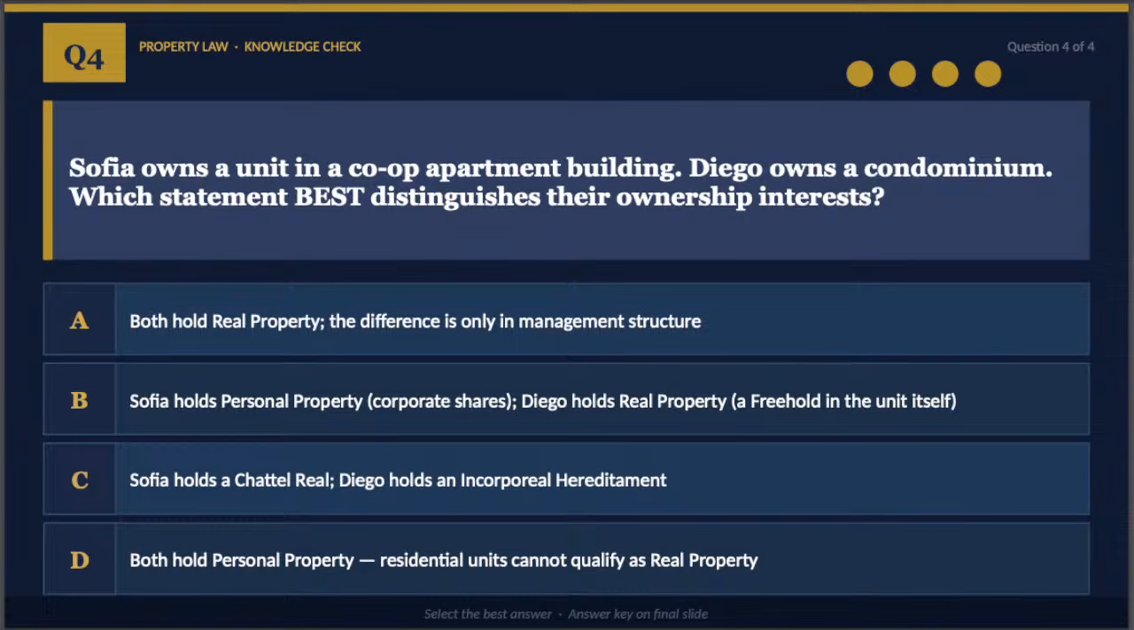All right, this is an easy one. Anyone want to take a stab at question 4? So we got question 4 going once, going twice, going three times. We're going to the final slide now and get the answer key.